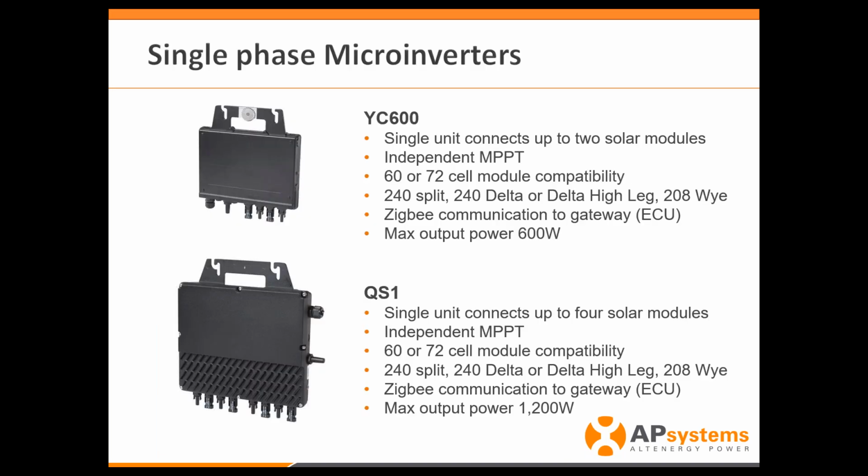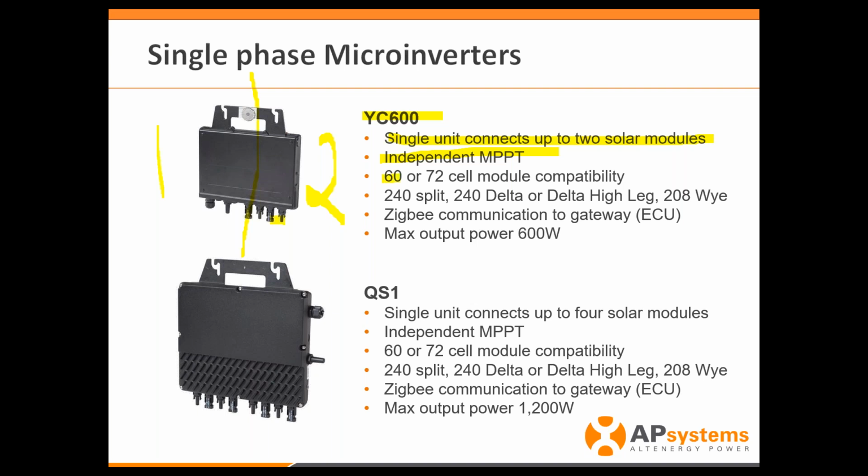So let's dig in. Let's first talk about the single-phase microinverters. We have basically 2 single-phase microinverters, the YC600. This right here is a single unit that connects up to 2 solar modules. What I want to point out is it's an independent MPPT. So I want you to think of this 600. I drew a line straight down the middle here. I've got one side and I've got a second side. Independent MPPT means the inputs are independent of each other.